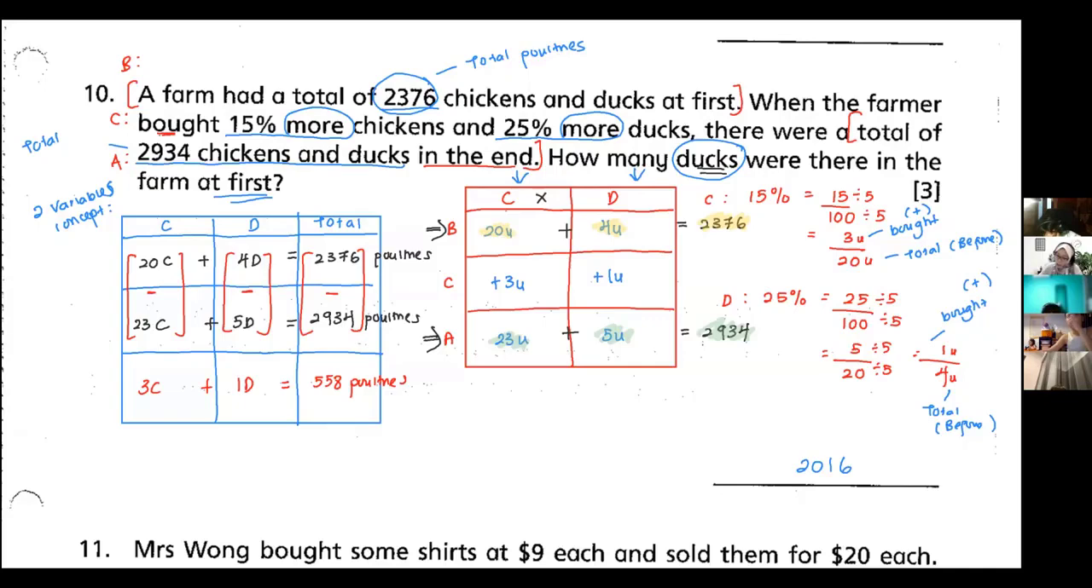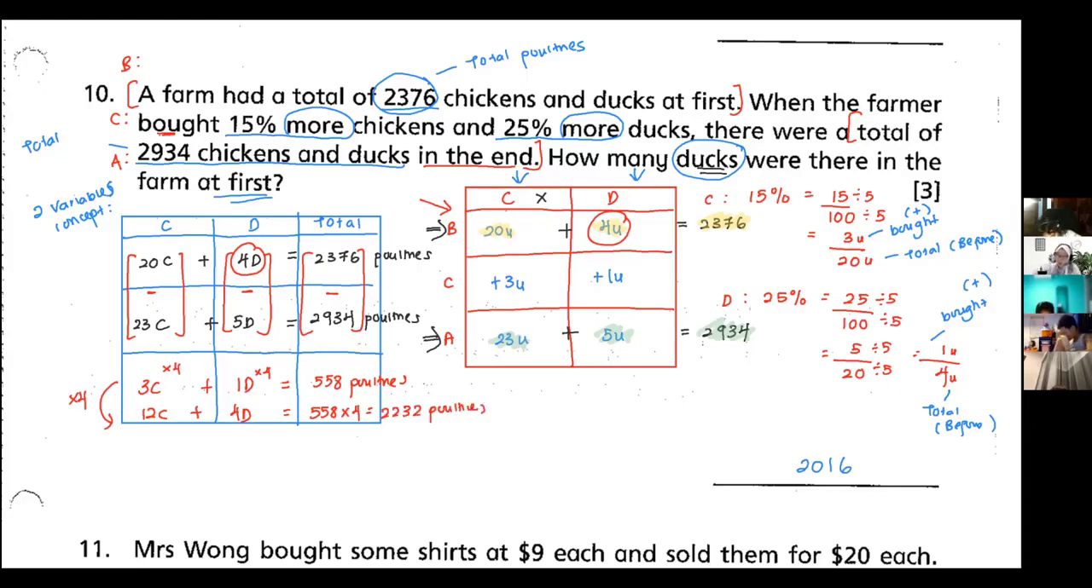Now we are going to go back to the first row, which means we're going to look at this 4 ducks. We want to make it into 4 ducks because I want to focus on my ducks. I want to get rid of my chicken first. So what I'm going to do here is times 4. Here also times 4. So here becomes 12 chicken plus 4 ducks equals 558 times 4 also, equals 2232 poultries.